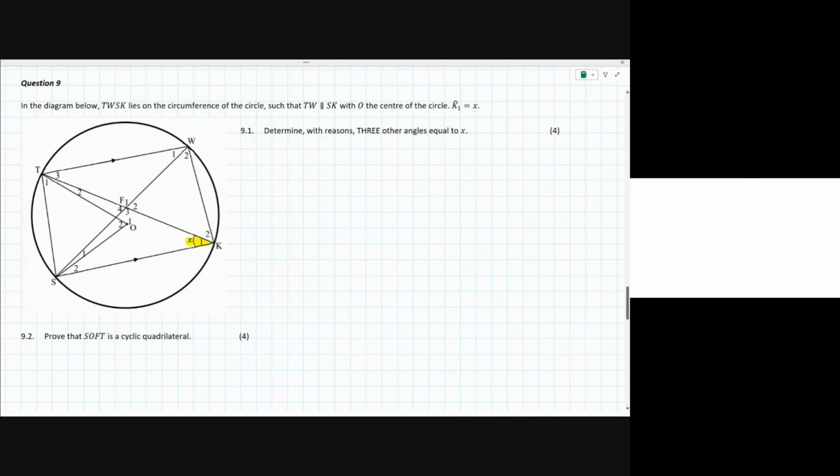If you want to go ahead and prove that SOFT is a cyclic quad, awesome. Okay, so it would be angle S. Just be careful. We would have to say WSK. We'd have to use the actual labels because there are a few angles at S.